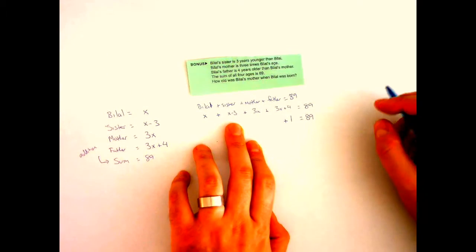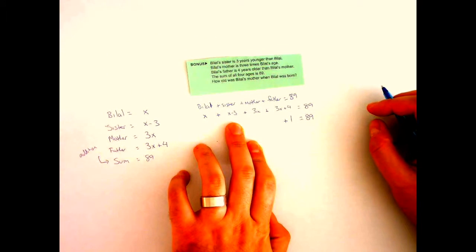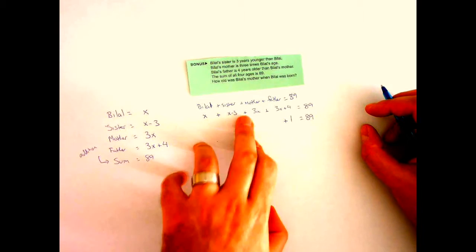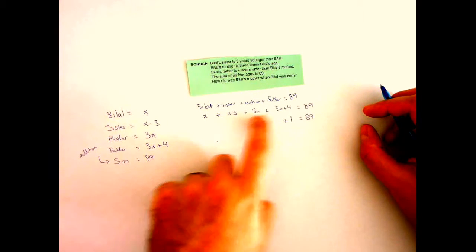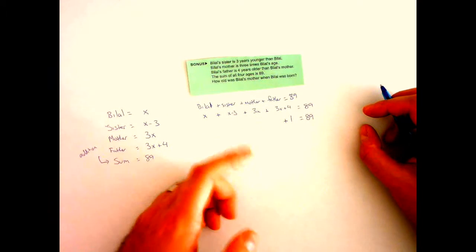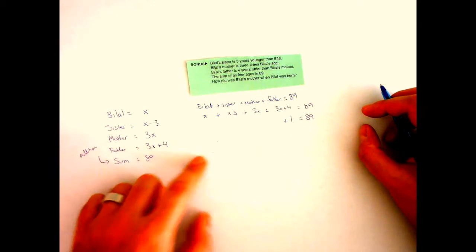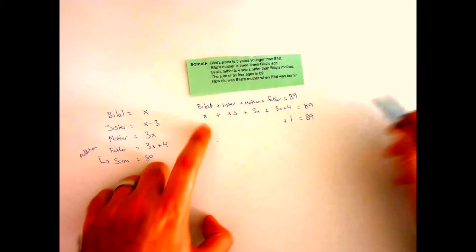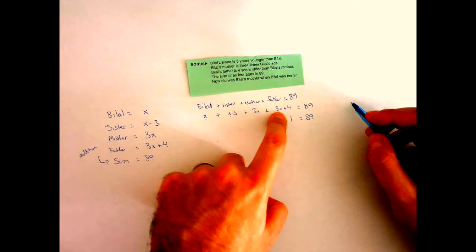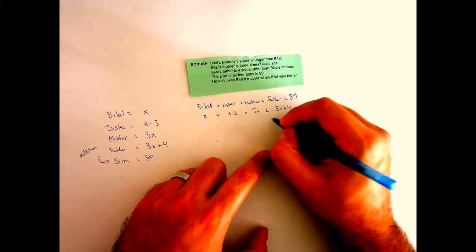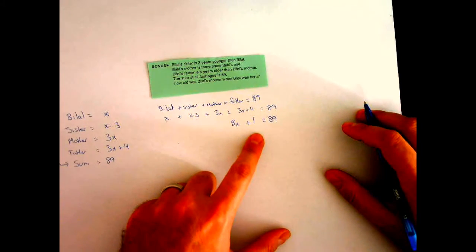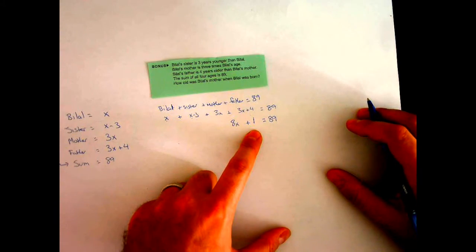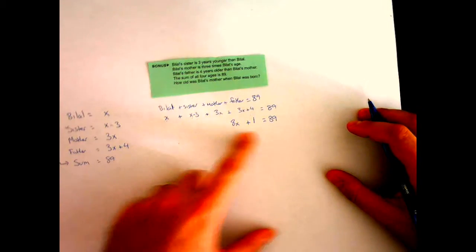And now we have x's. We need to count how many x's do we have. In this case, they're all being added, so it makes life a little bit easier. x, x, 3x, 3x, which gives us a total of 8 x's, because this is 1 and this is 1. 1, 2, 5, 8. So now we have 8x plus 1 equals 89, which now becomes very familiar to us because it is simple algebra.